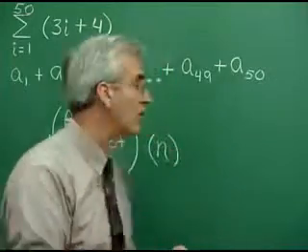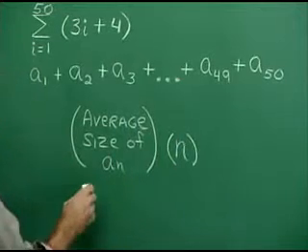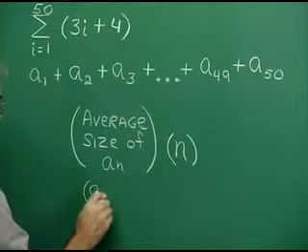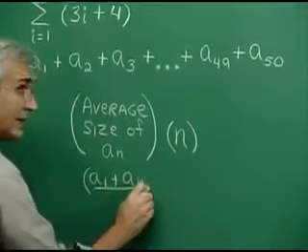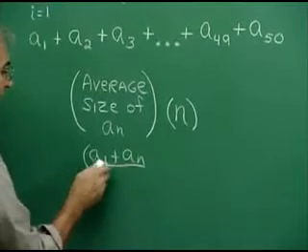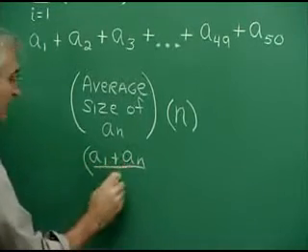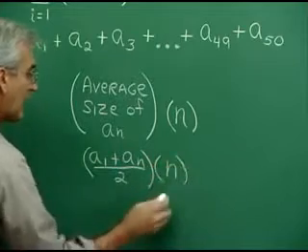But here's the way we calculate the average size of the item. It's the first one and last one divided by 2. So it's a sub 1 plus a sub n, divided by 2. I'm doing this generally now. We'll apply it to this specific problem in just a moment. But the average of two things means add them and divide by 2, you see. And so that's the average size of an item.